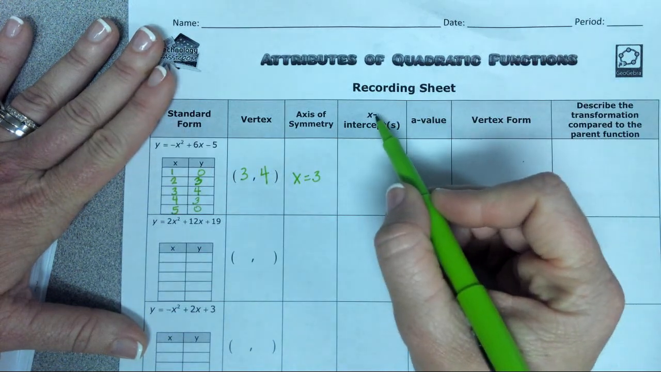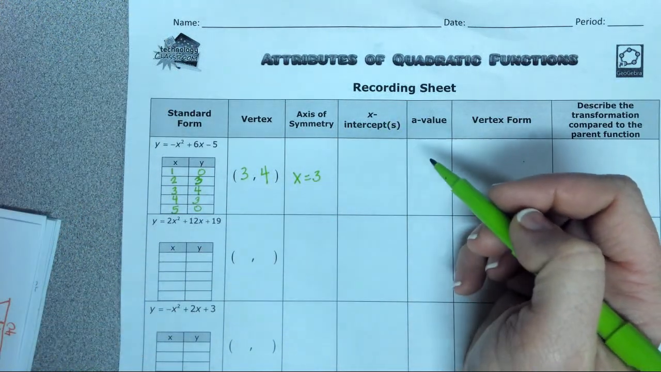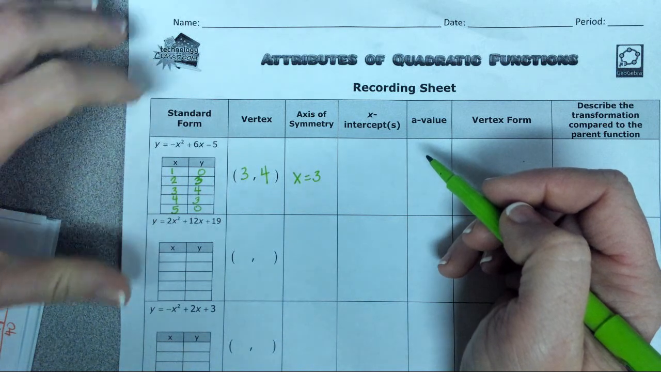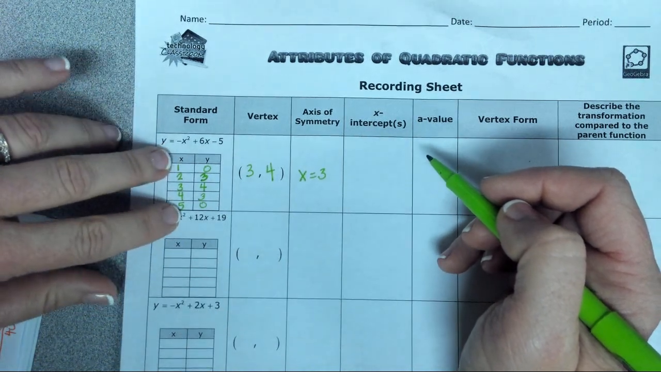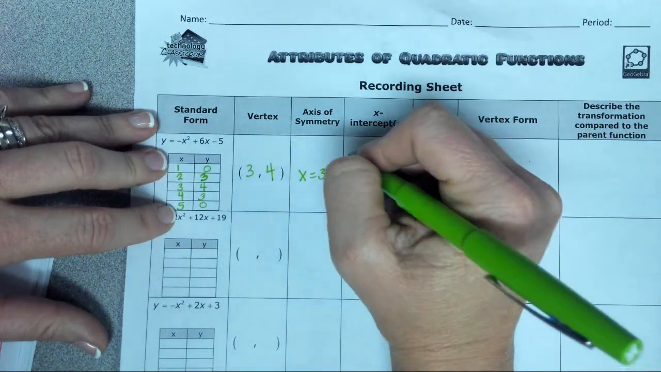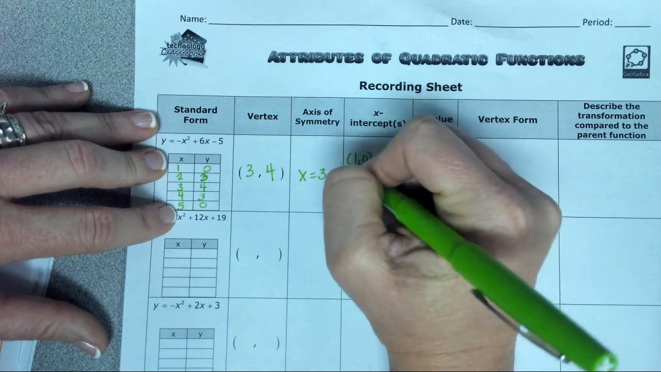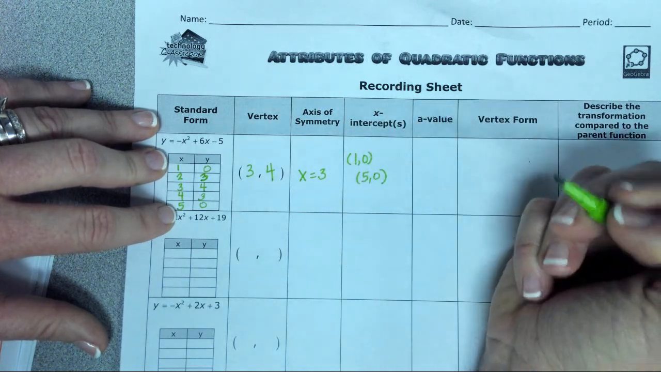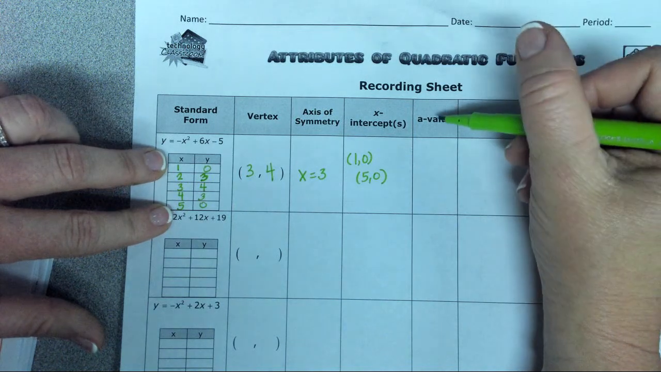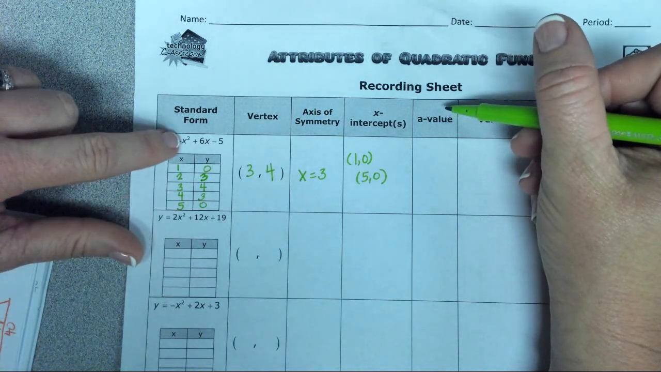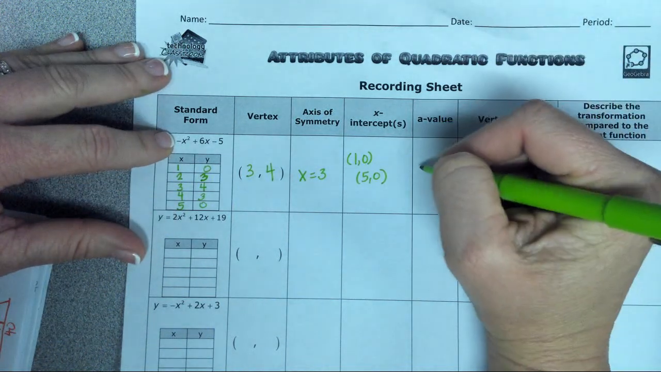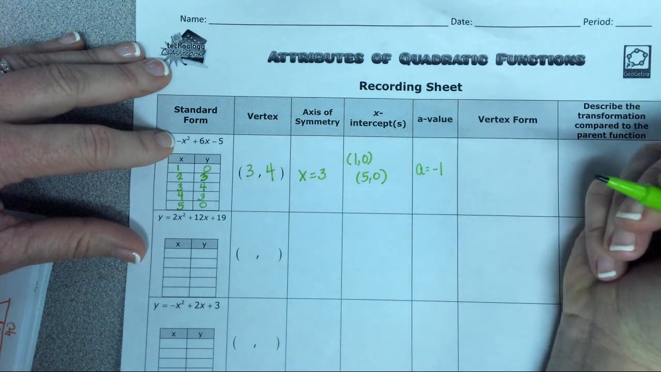Okay, and now I need to find my x-intercepts, and that's where my y value is always going to be 0. So looking at my table, I can already find them: (1, 0) and (5, 0). Then it's asking for my a value. That's always the value in front of the x squared. So here a equals negative 1.